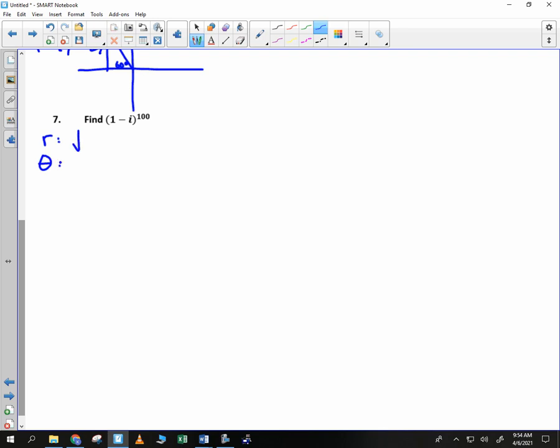r is going to be the square root of what plus what? 1 plus 1. So I get the square root of 2. Or I could write that square root of 2 as 2 to the 1/2 power, right? How do I find theta? Tangent of theta is equal to b divided by a. So that ends up being tangent theta is equal to negative 1.